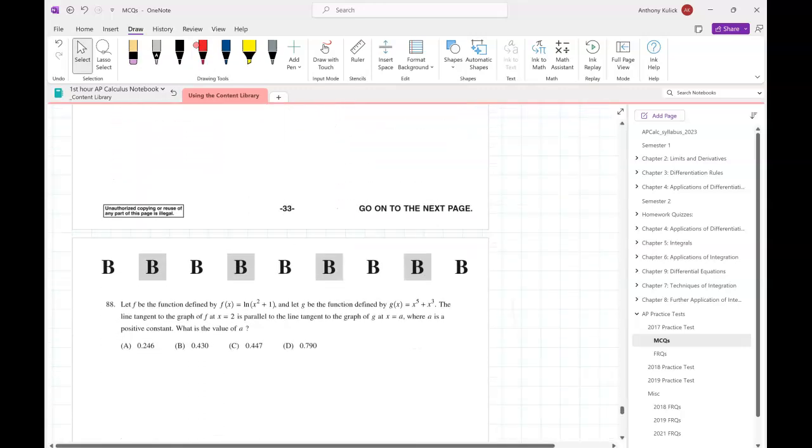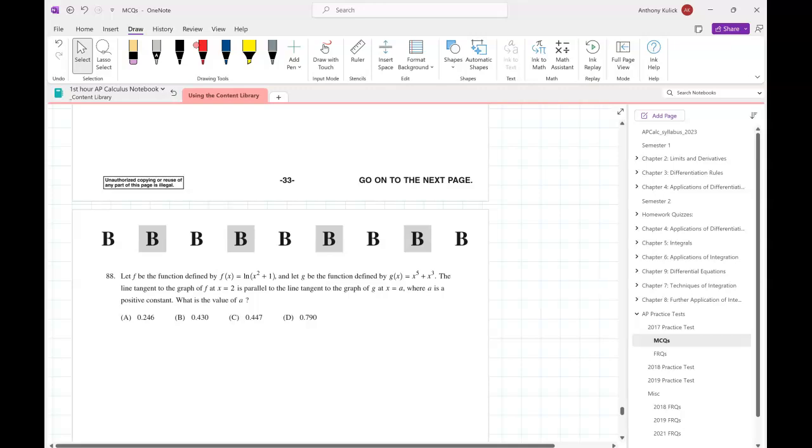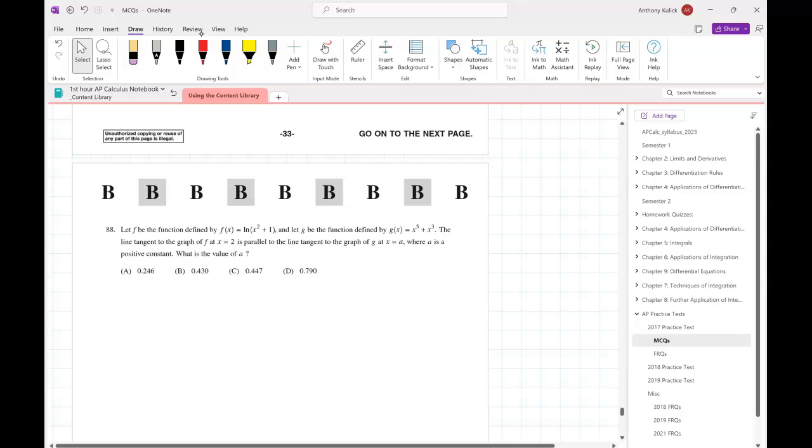Seemed like a lot of people felt like they had to guess on that, weren't really sure what to do with it. 88. Lots of people got this right. This was one of the second most correctly answered, but it had the most guesses. So let's talk about it.